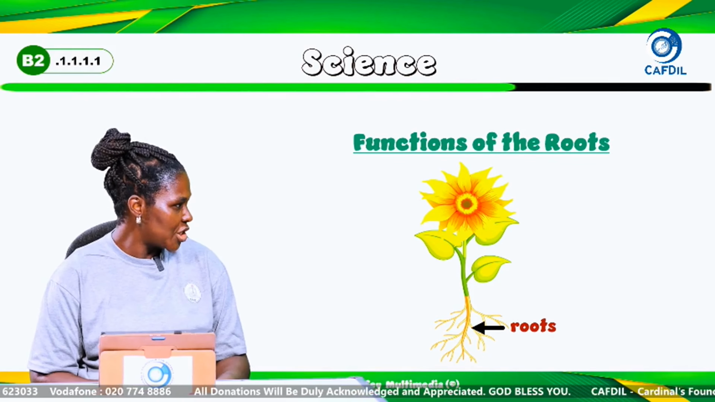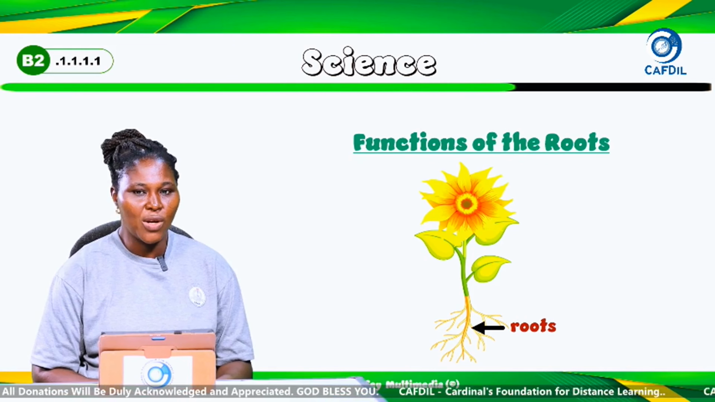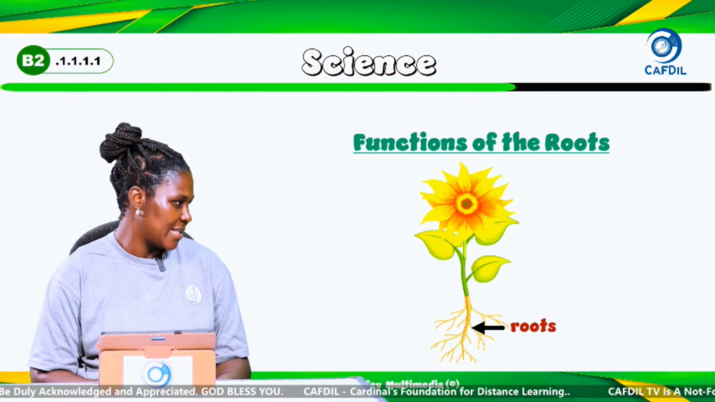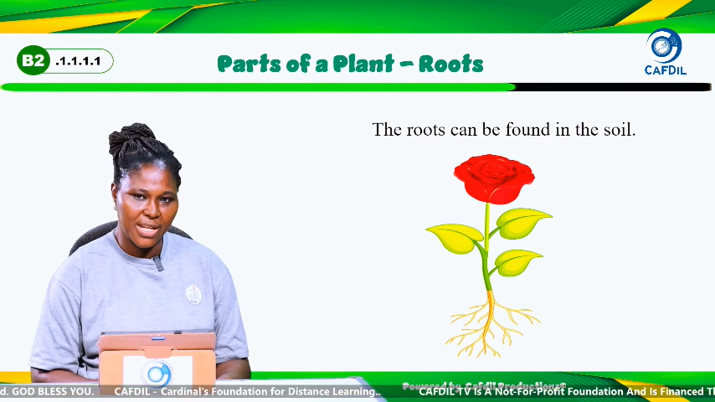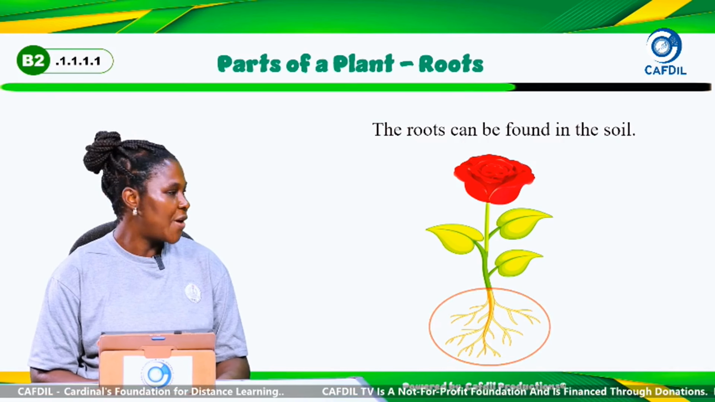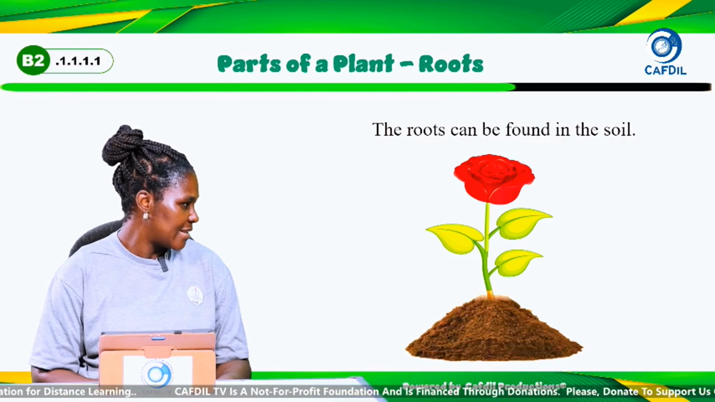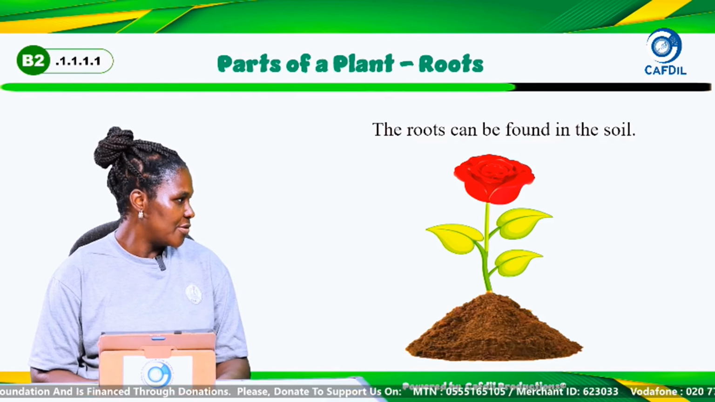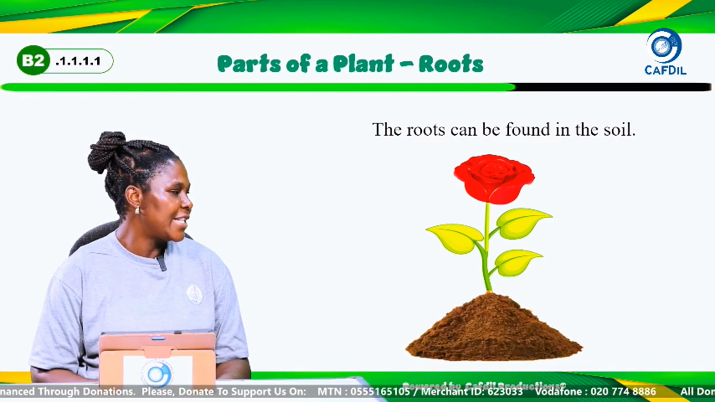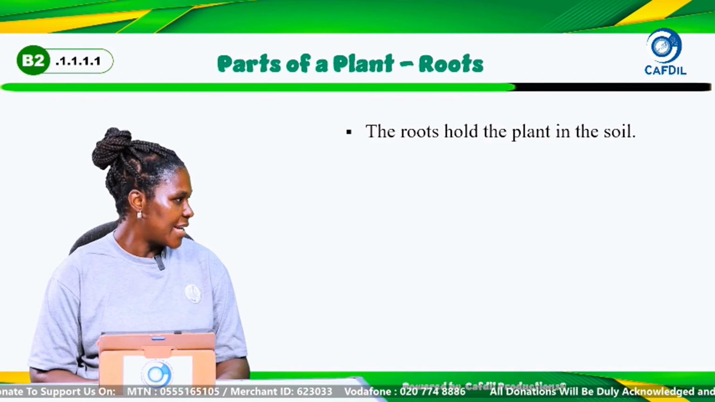So functions of the roots. So what does the roots do to the plant? Okay. The roots can be found in the soil. So this is it. So always the roots is in the soil. They are there. Good. Roots can be found in the soil. Good. As we can see.